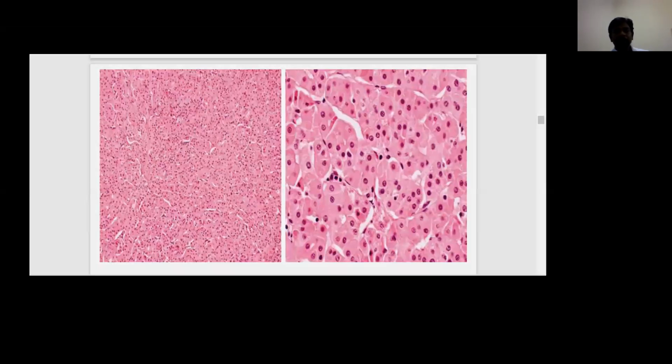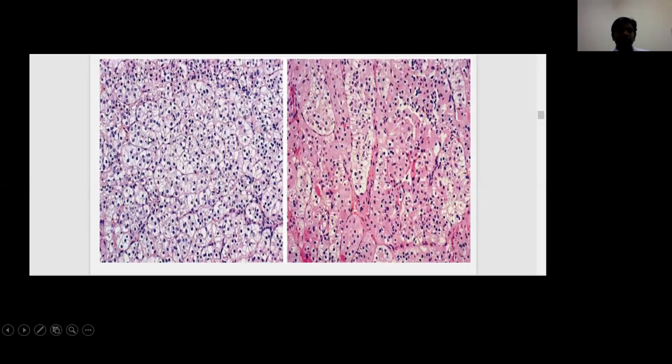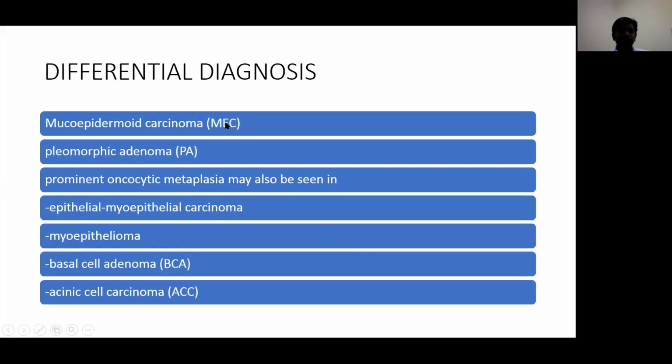You can make out here the cells with very bland nuclei; the nuclei will not show any atypia. The cytoplasm will be very characteristically abundant and reasonably granular. Here, this kind of nests and cords can also come. For differential diagnosis, you will have mucoepidermoid carcinoma, and others can also come, but you can make out with this.